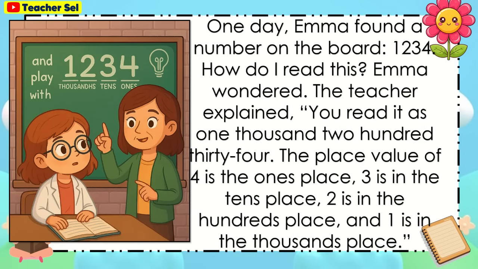One day, Emma found a number on the board, 1234. How do I read this? Emma wondered. The teacher explained, you read it as 1234. The place value of 4 is the ones place, 3 is in the tens place, 2 is in the hundreds place, and 1 is in the thousands place.